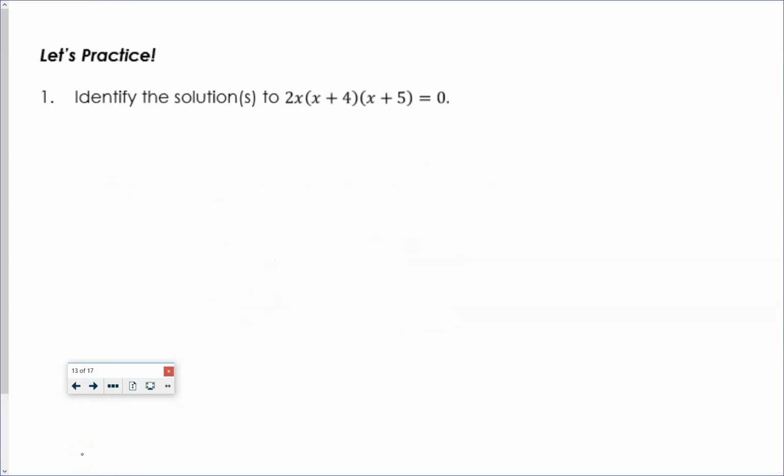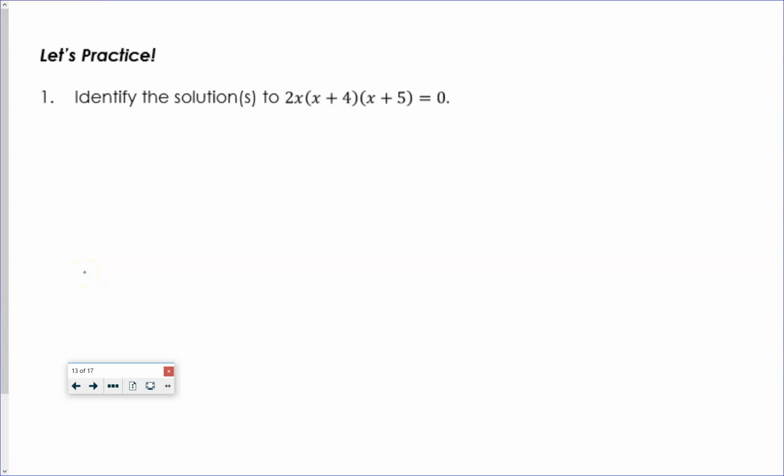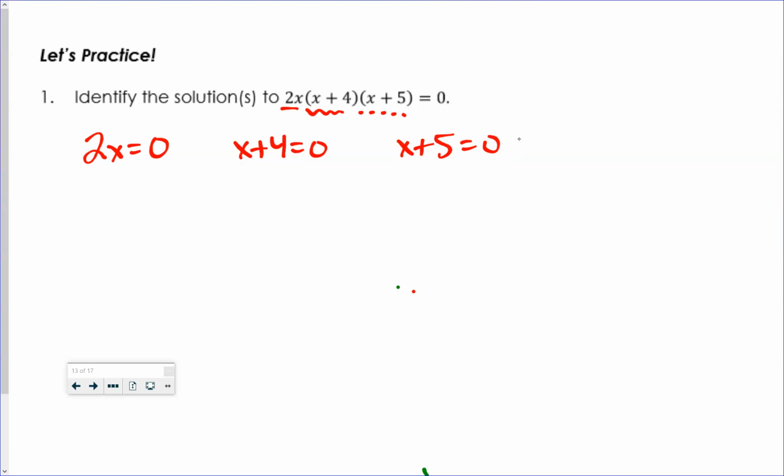2x times (x plus 4) times (x plus 5) equals 0. Well, this time we have three factors. We have 2x, we have x plus 4, and we have x plus 5. So I'm going to set each of them equal to 0. So we have 2x equals 0, x plus 4 equals 0, and x plus 5 equals 0. Okay, one of them has to be equal to 0 for the whole thing to equal 0, right? We're multiplying.